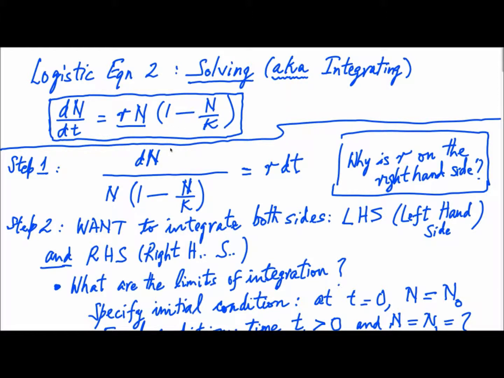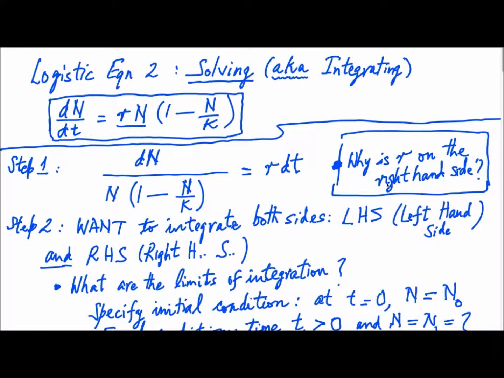And so the first step is to take our equation and write it this way, where we've collected all the n terms on the left and all the t terms on the right. Which raises the question, why is little r on the right-hand side? Why don't we keep it on the left-hand side?